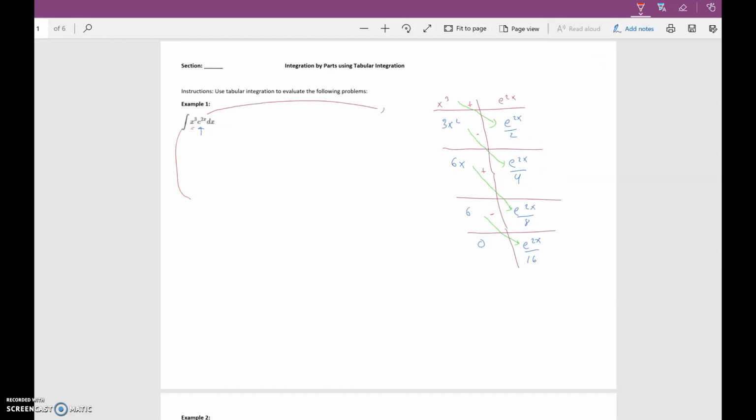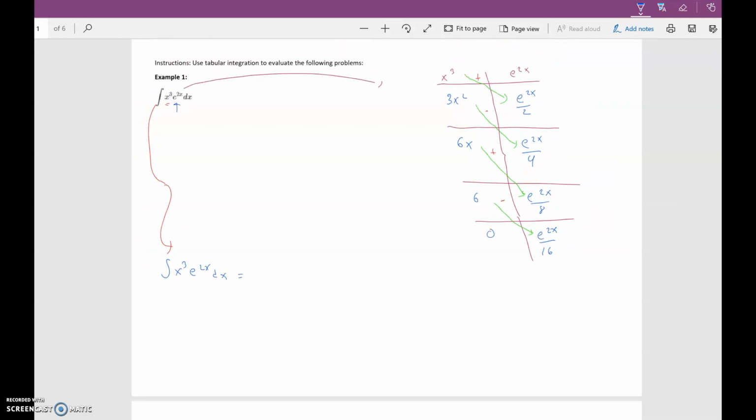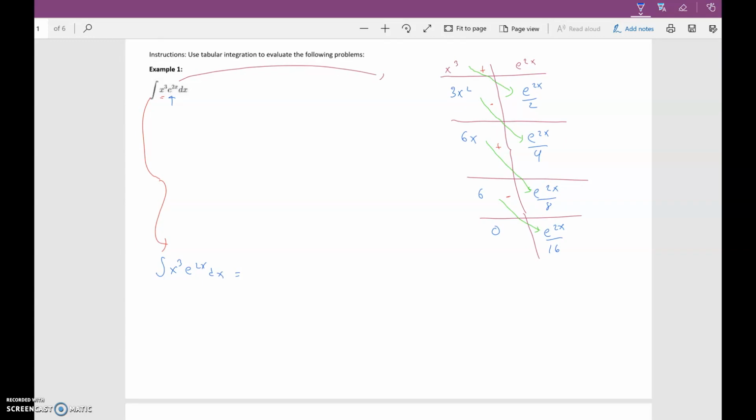you're going to write it in this form. So I need a little bit more space. So you technically have that the integral of x to the third e to the 2x dx. It's going to be equal to the multiplication of the first terms that we're getting, the multiplication of these two. So you're going to get an x to the third, e to the 2x divided by 2. That's technically a positive term.